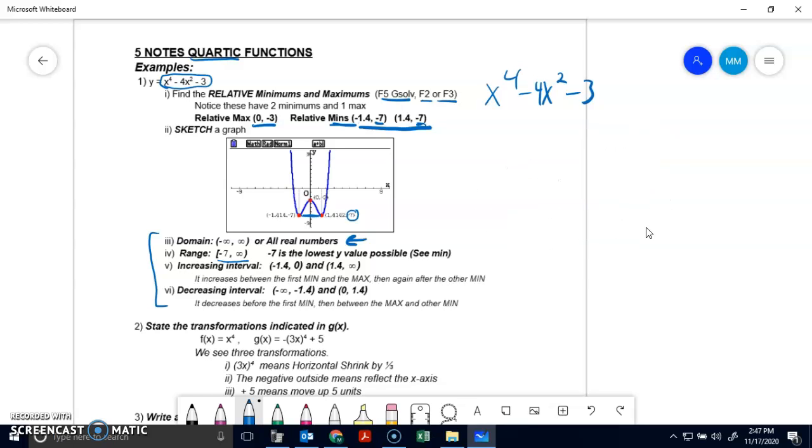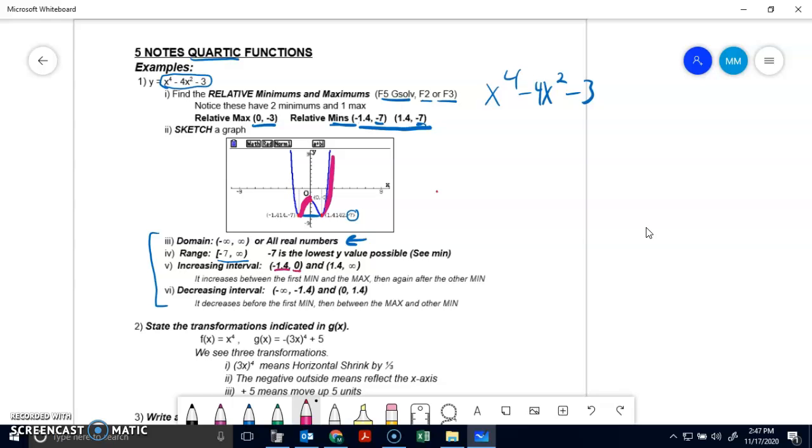Increasing. You can see it increases at two places. It increases here and after here. Remember, it reads from left to right, so it goes down, up, down, up. So the up parts are between -1.4 and 0, those x values.